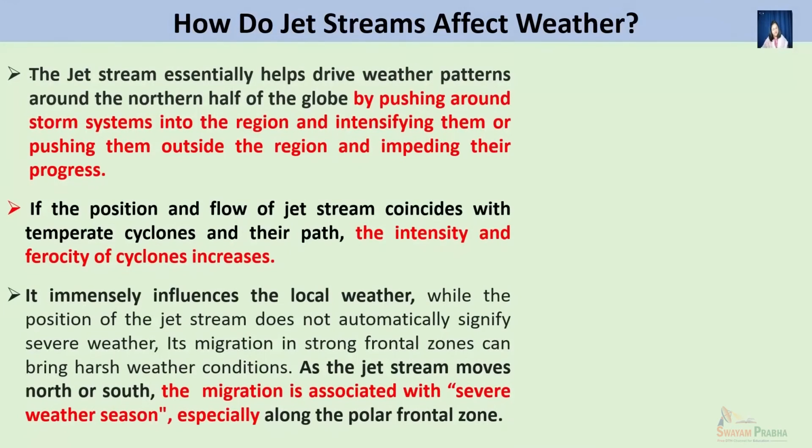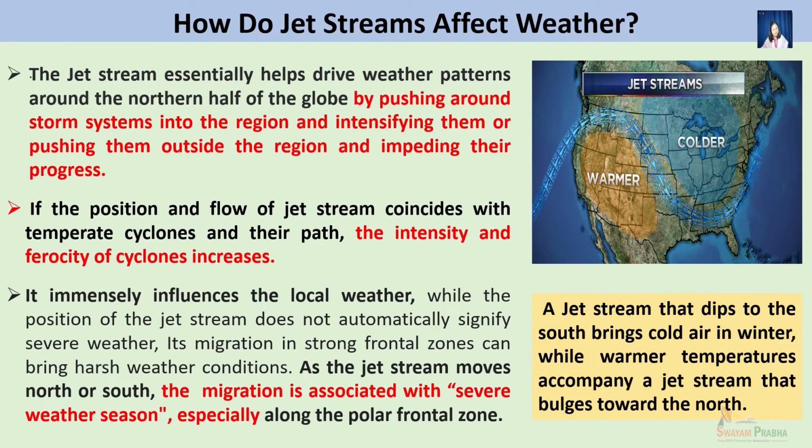Jet streams definitely help drive weather patterns around the northern half of the globe by pushing around storm systems into the region and intensifying them, or pushing them outside the region, or impeding their progress. So definitely, depending upon the velocity, the intensity, and the path and progression of jet streams, they may intensify any anticyclone or cyclonic system. Besides that, they may also hinder their progress.